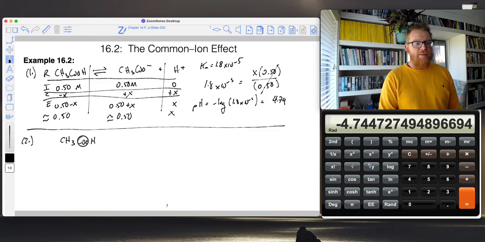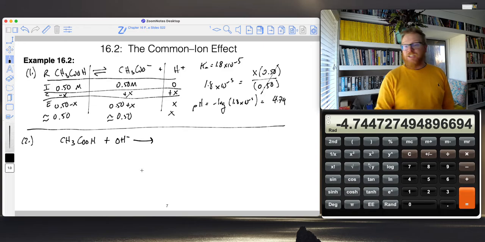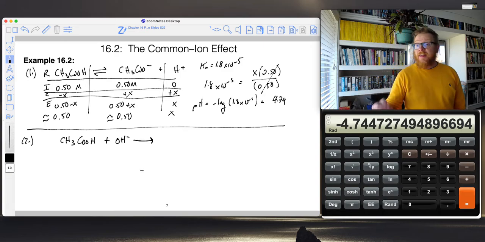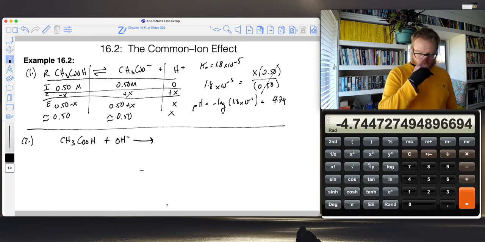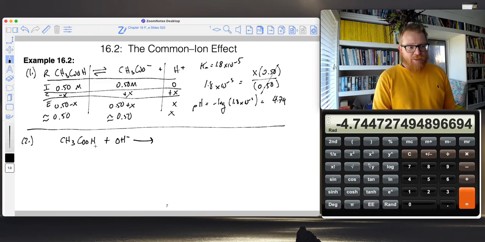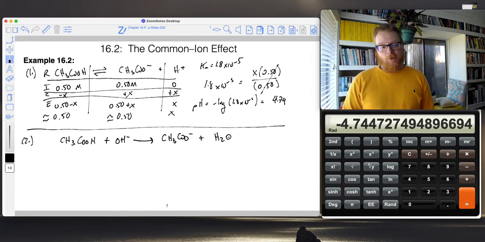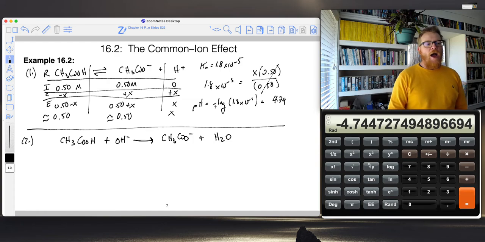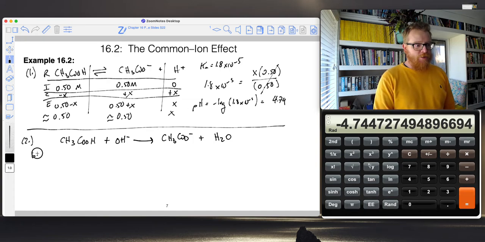So now I'm going to set this up as CH3COOH, acetic acid, plus OH minus. And as it turns out, this is a full reaction. This is not an equilibrium reaction. That strong base will react with the acetic acid and go to completion. And what that leaves behind now is CH3COO minus plus H2O.